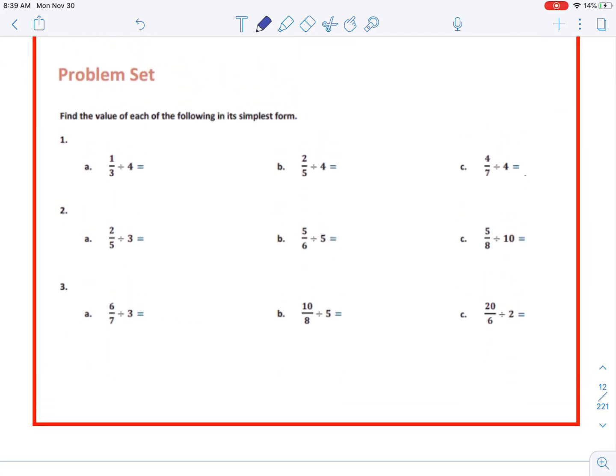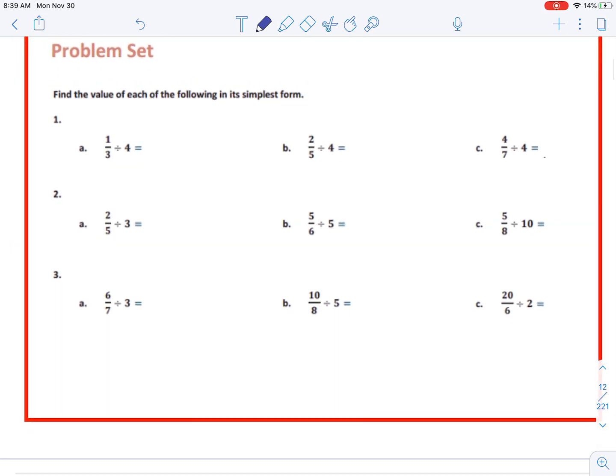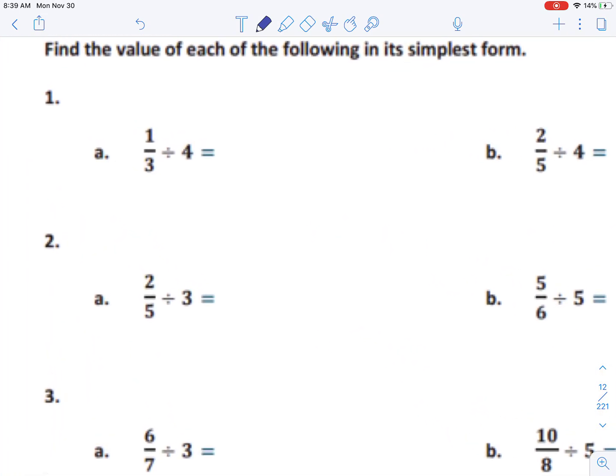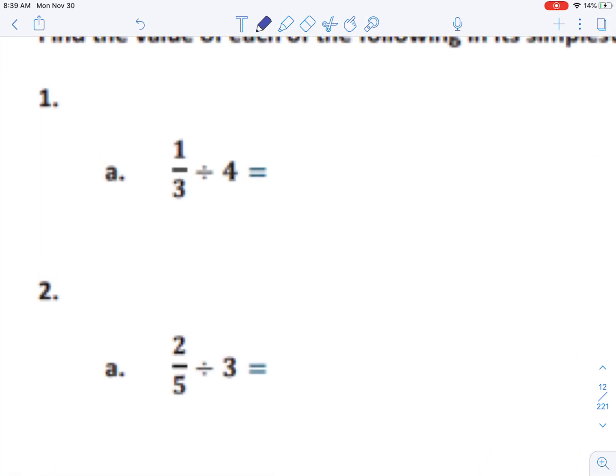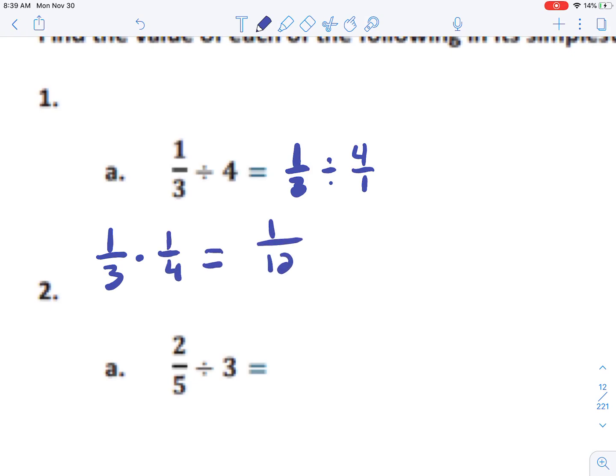All right, guys, the problem set. It says find the value of each of the following in its simplest form. Okay, so let's move through this. Number 1, 1a says 1/3 divided by 4. So this turns into 1/3 divided by 4 over 1. If we do the skip dot flip rule, 1/3 times 1/4, which will give me 1/12. That is my answer.